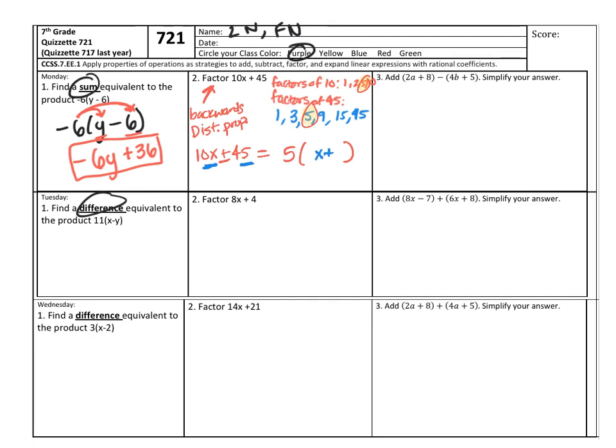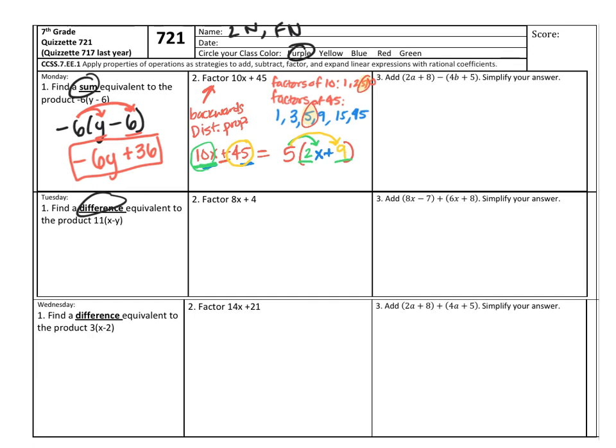Now I just have to find these blanks right here. These blanks. That's a number, and that's a number. 5 times what gets me this 10x over here? 5 times blank x gets me 10x. 5 times 2x gets me this 10x over here. Now, 5 times what gets me 45? 5 times 9 gets me 45.